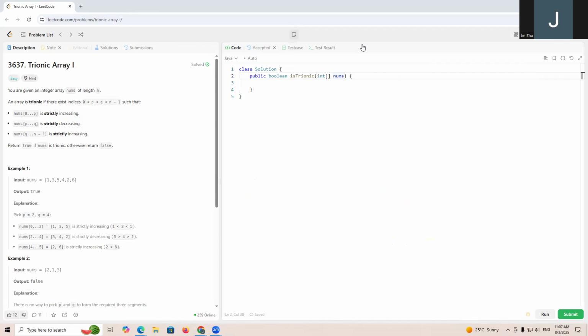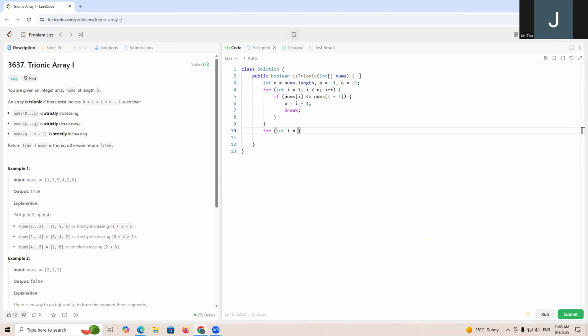So let's write code for this. We have int n equals nums.length, and we have p equals -1, q equals -1. Then we have int i equals 1, i smaller than n, i plus plus. If nums[i] is smaller or equal to nums[i-1], then p equals i-1 and break. Also, we need to make sure for int i equals n minus 2, i greater or equal to 0, i minus minus.